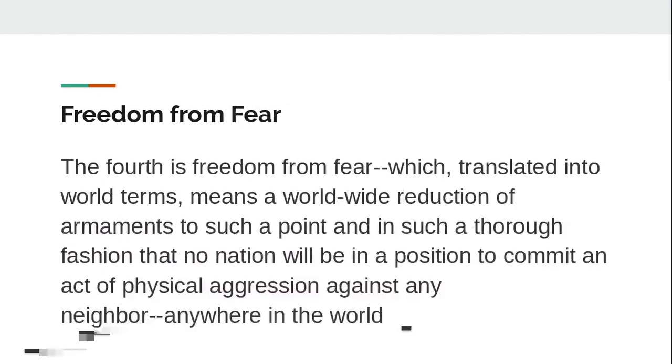And the final one is freedom from fear, which translated into world terms means a worldwide reduction of armaments to such a point and in such a thorough fashion that no nation will be in a position to commit an act of physical aggression against any neighbor anywhere in the world. What FDR is saying here is to reduce the amount of weapons that people have, so essentially there's no more war. So people don't have to be afraid of war anymore.